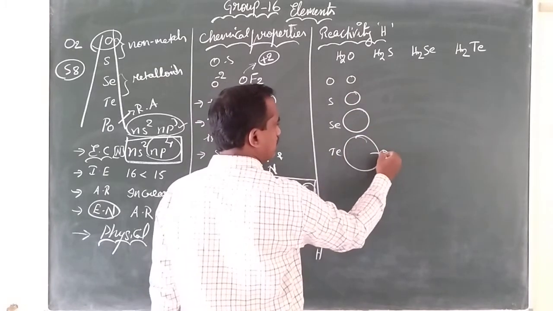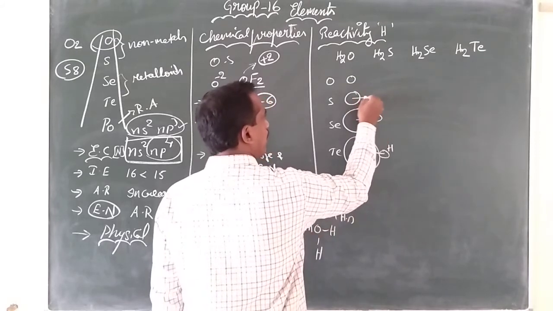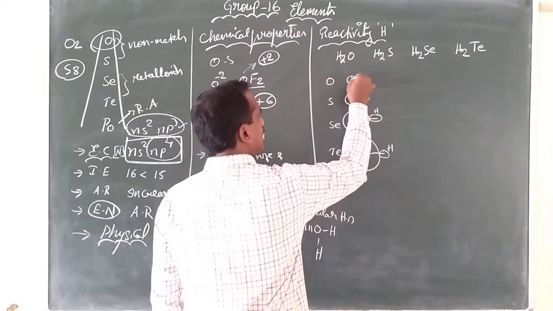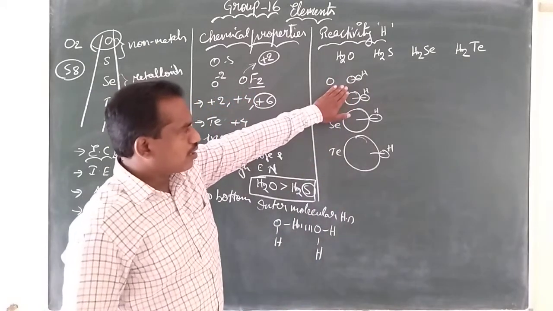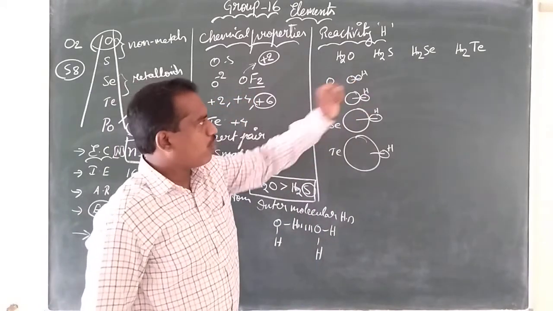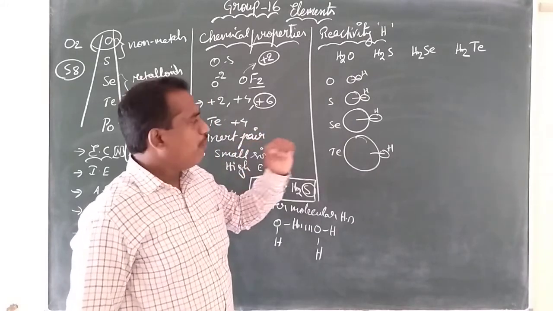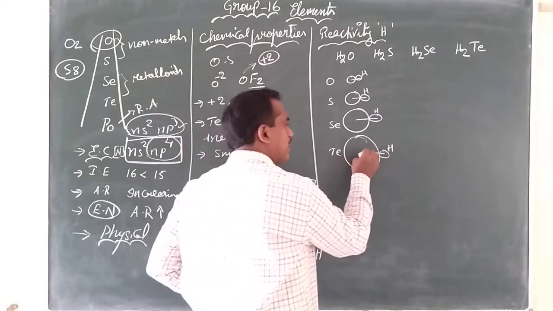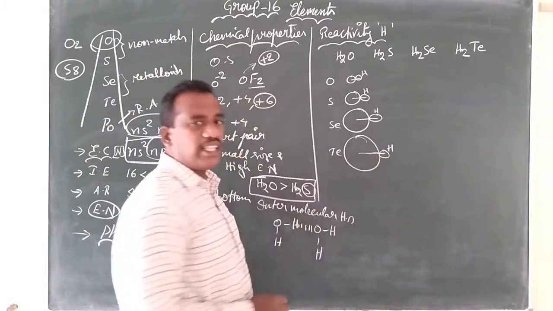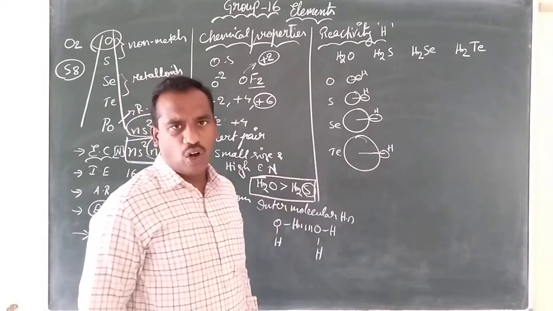Imagine this is hydrogen. Whenever the size of the central atom is small, like oxygen, it can hold the hydrogen very strongly. Whereas when the central atom size is increasing, the nuclear distance from the hydrogen is increasing, so the hydrogen can be readily lost.